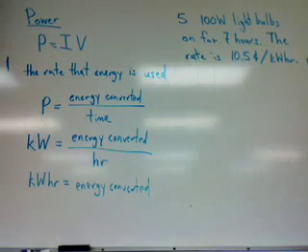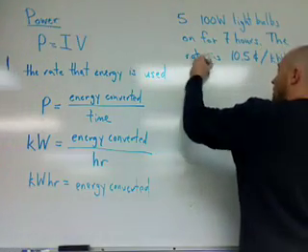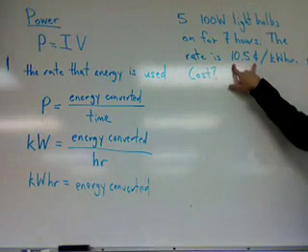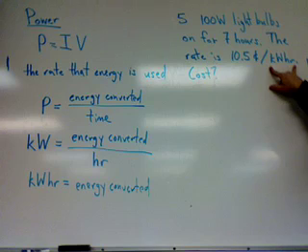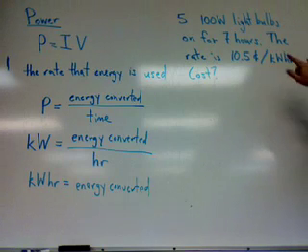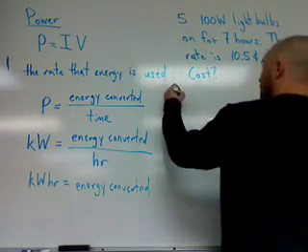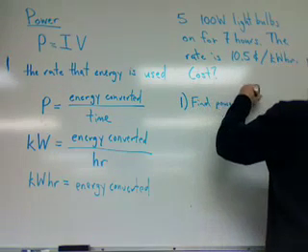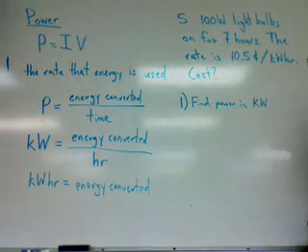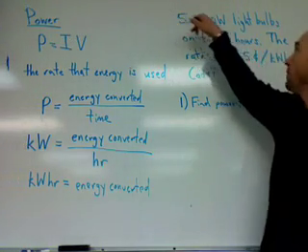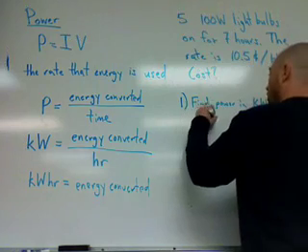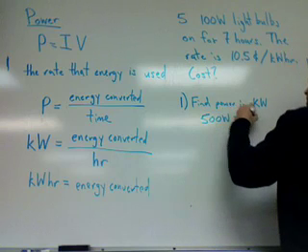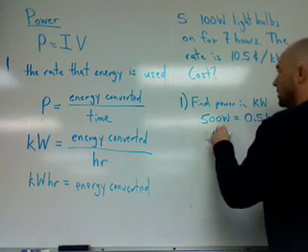So we're going to figure out how much it costs. To do this, I want cents or dollars, so I have to find the number of kilowatt hours. Your first step is to find the power in kilowatts. I have 5 100-watt light bulbs, so that's 500 watts, which, if I divide by 1,000, is 0.5 kilowatts. That's my first step.